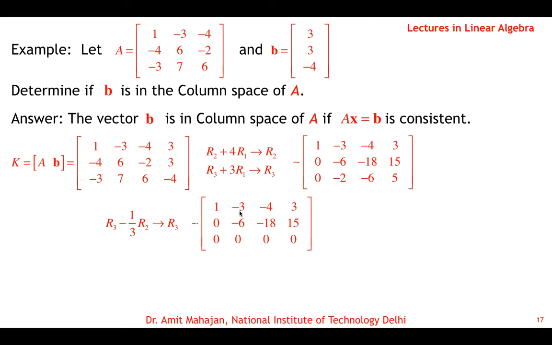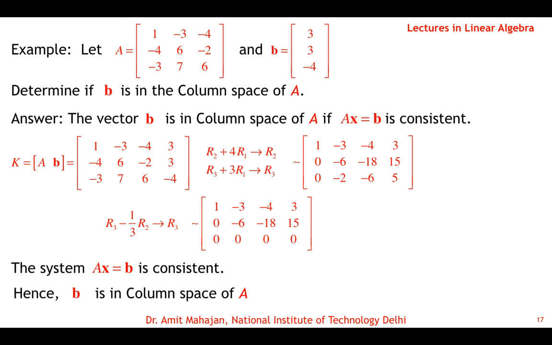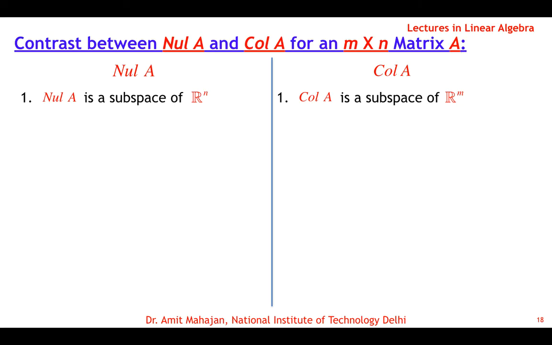Okay, you can see there are two pivot columns. The last column is not a pivot column. Okay, it does not contain the leading element, so it is a consistent system with two pivot columns, one free variable. Okay, and this is the right hand side. So the system Ax equal to B is consistent, and if it is consistent that means B is in the column space of A.